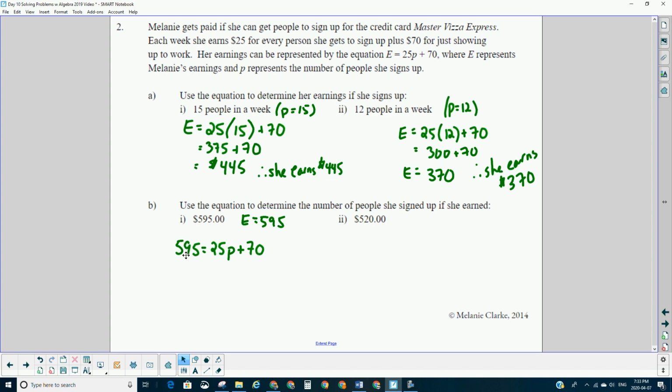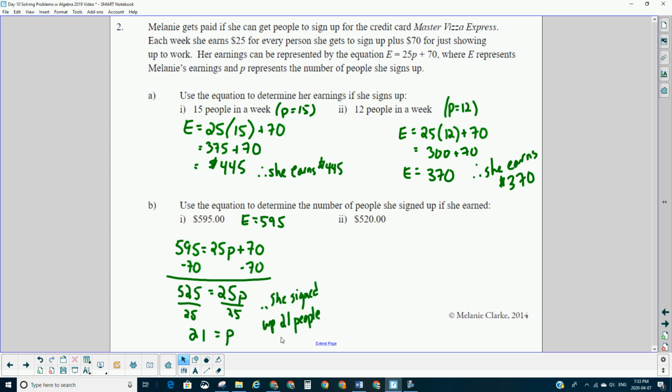Just like if we were doing it logically, we know she gets $70 just for showing up. So we're going to put that $70 aside and subtract that 70 from it. Our algebra suggests we have to do that anyway, which means we're left with 525 equals 25 times P. And then, of course, we divide both sides by 25 to figure out how many people that was. And it must mean that 21 equals P, which means she signed up 21 people.